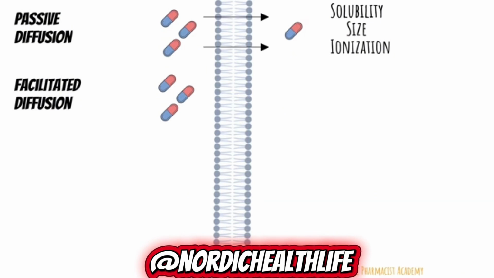Next, facilitated diffusion, also known as facilitated passive diffusion. It is the same as passive diffusion, where the drug moves from an area of high concentration to low, but in this case, it gets help from a carrier protein. So here we have the drugs, and it will bind inside this carrier protein. The carrier protein would then open up on the other side and let the drugs out.